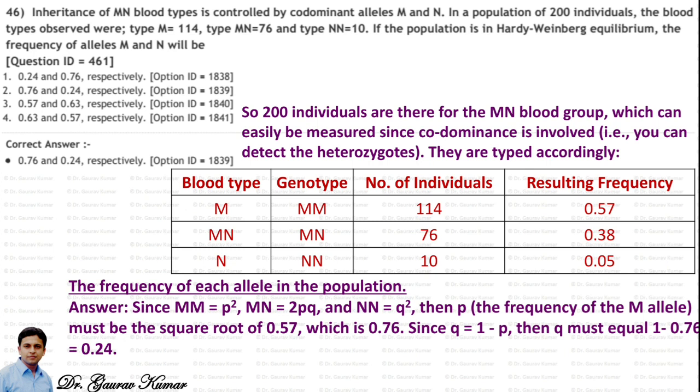Now since p plus q equals 1 in Hardy-Weinberg equilibrium, you can subtract the 0.76 from 1, that is q equals 1 minus p, after which you will get the answer 0.24. So this is the way we generally do Hardy-Weinberg equilibrium. This is a very simple question on this.